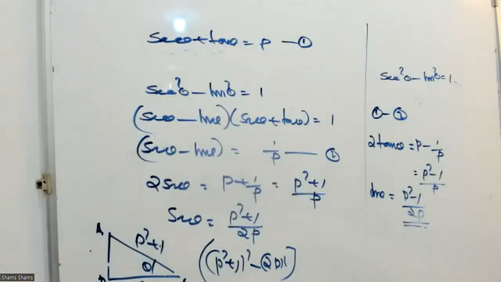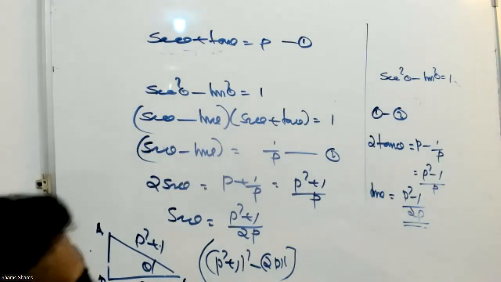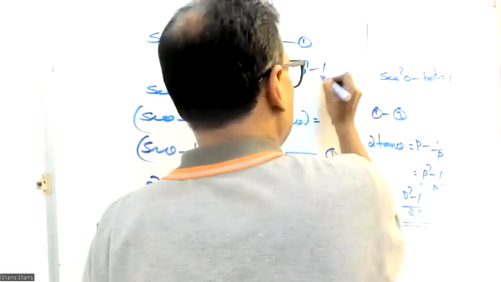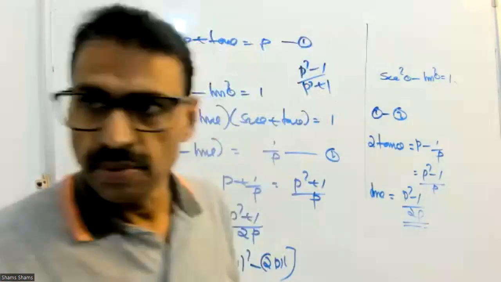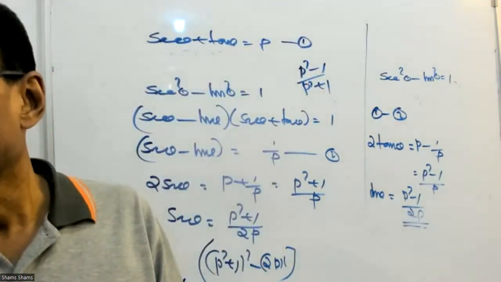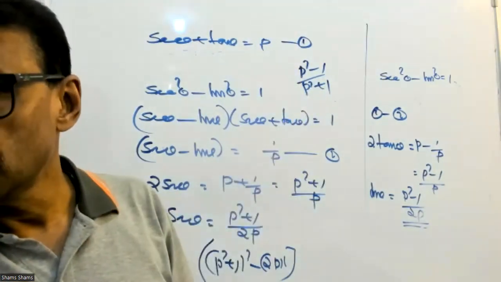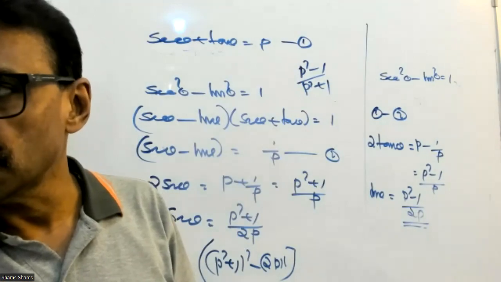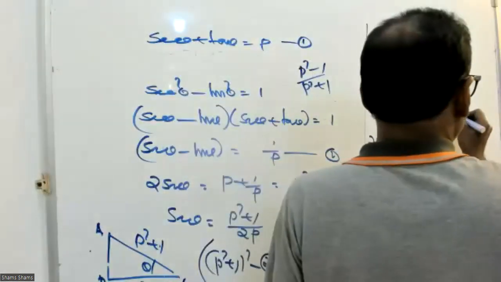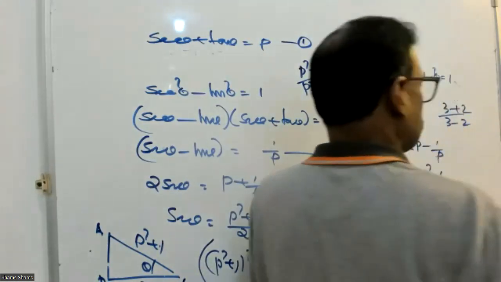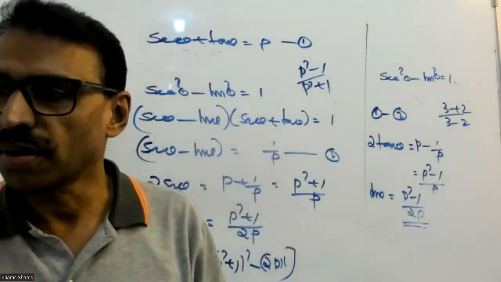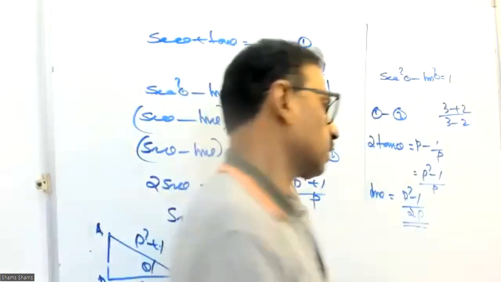Sin theta? What one? Okay, very good: (P square minus 1) by (P square plus 1). You cancel? How cancel? This P square is going to cancel? No, the minus 1 and plus 1, how can you cancel that? It's like (3 plus 2) divided by (3 minus 2). Do the 2 and 2 cancel? Yeah. Okay. So next.